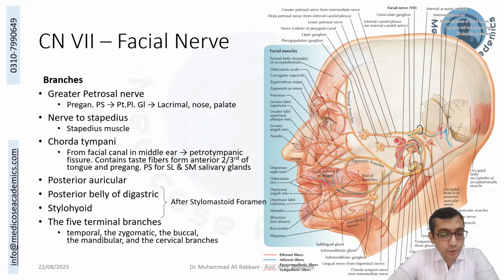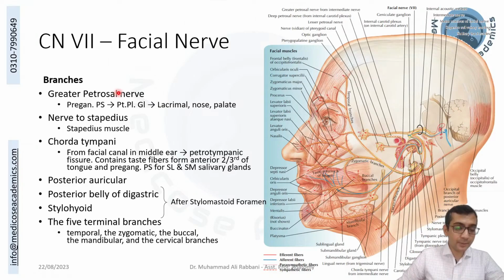So these are the list of all the facial nerve branches. We have discussed them. Greater petrosal branch, that is the one going to supply the lacrimal gland, nose and palate. Nerve to stapedius. Chorda tympani branch going to supply the salivary glands, parasympathetic and taste fibers. And posterior auricular branch, posterior belly of digastric, stylohyoid and terminal branches. So these are all the branches we just discussed.